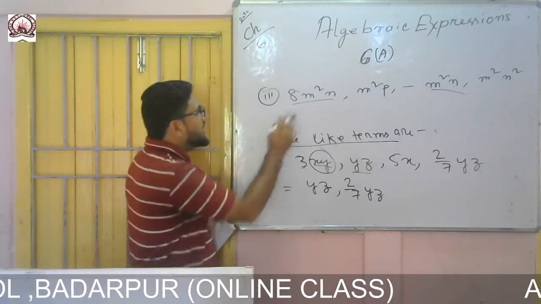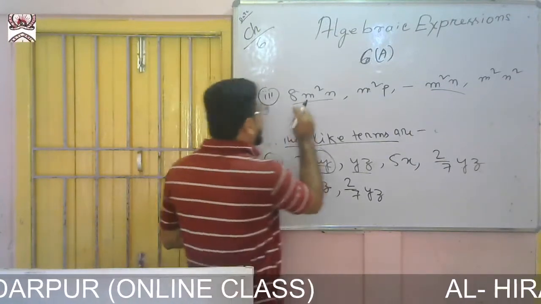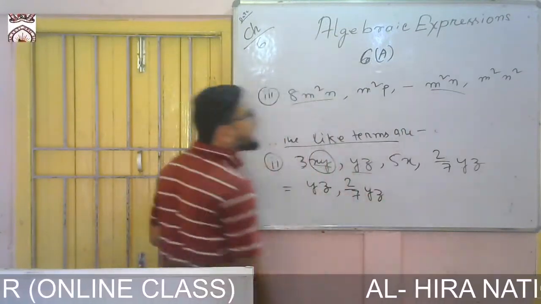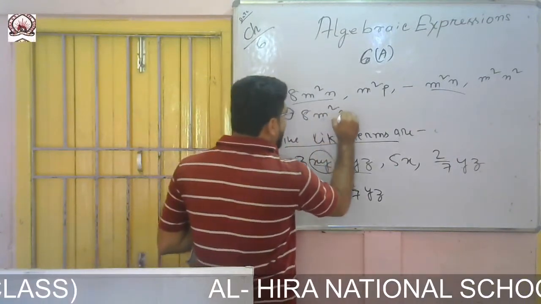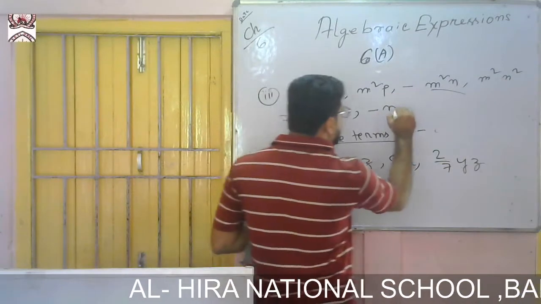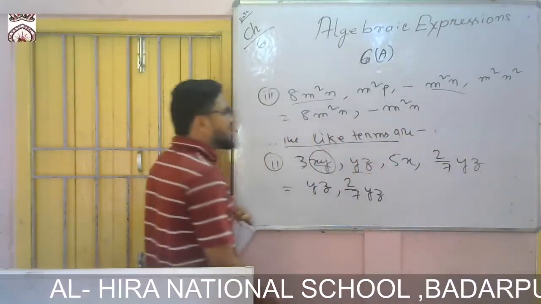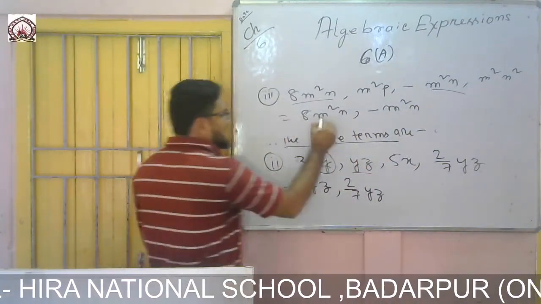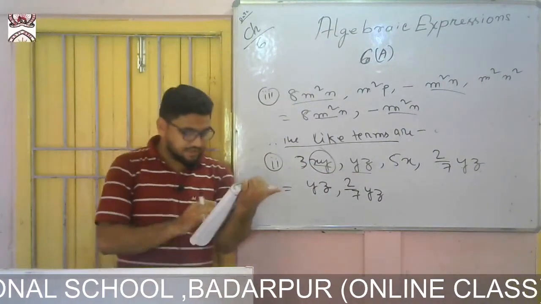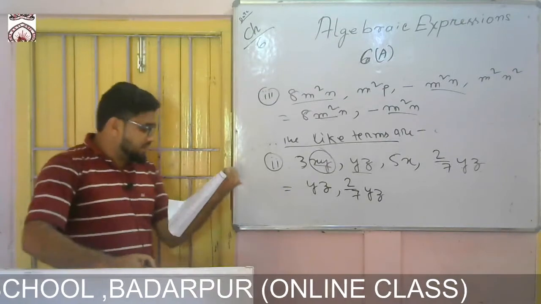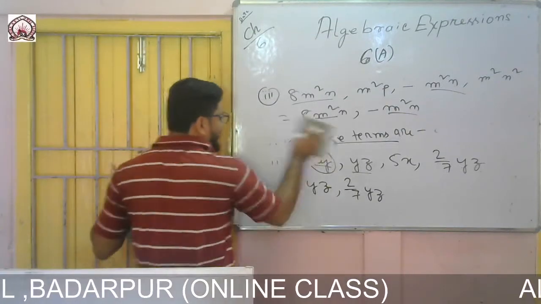So only two terms are there, that is 8m square n and minus m square n. Understood? So right answer: 8m square n, minus m square n. These are like terms, because they have the same literals. Understood? Now come to question number 4.